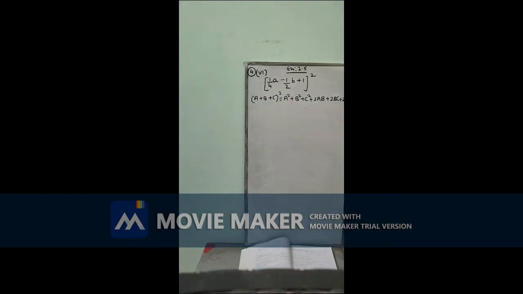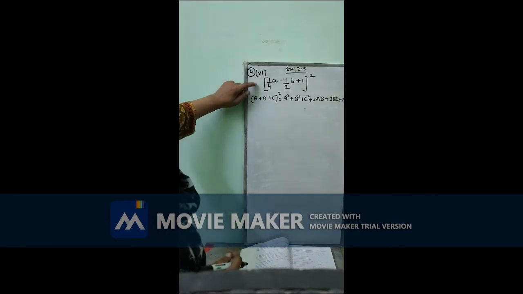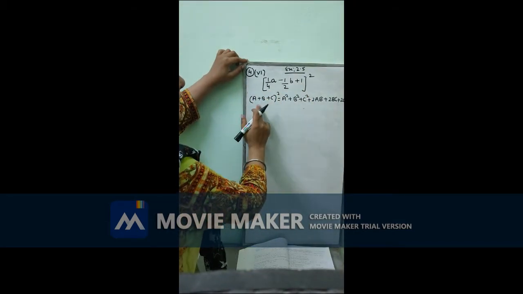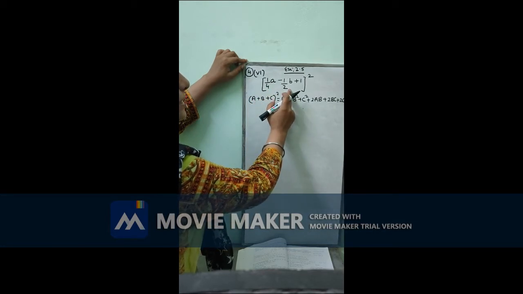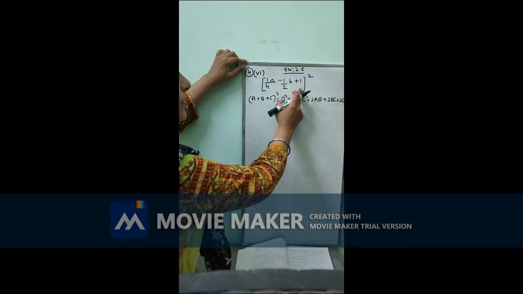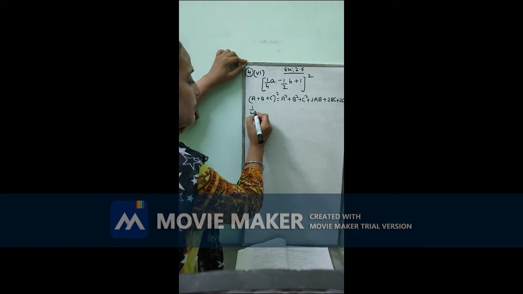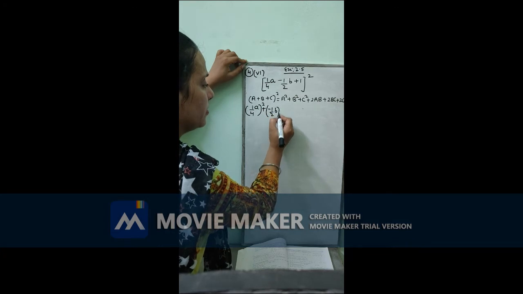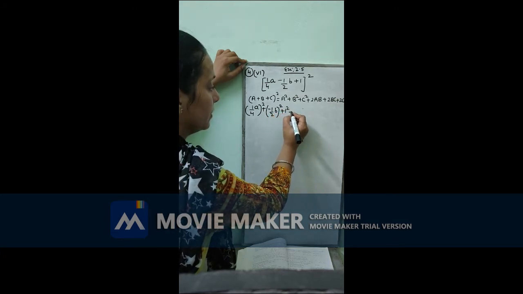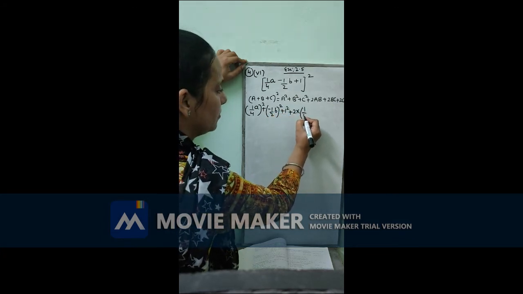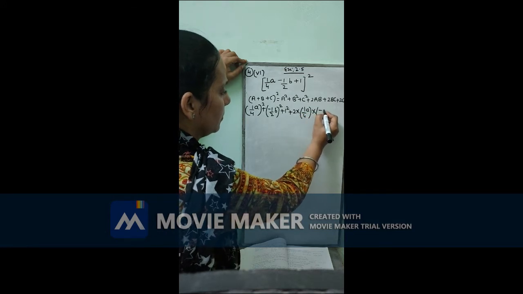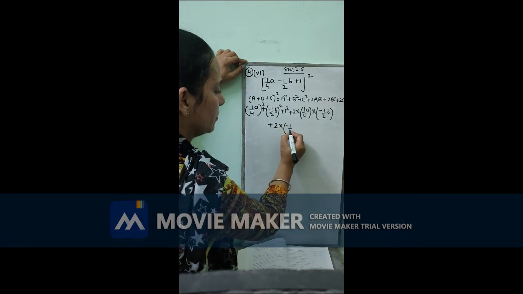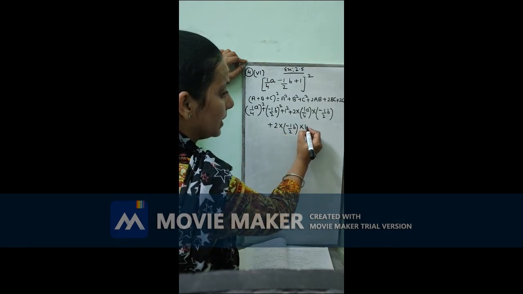Yes students, now we are going to discuss the fourth sum, sixth part. A plus b plus c whole square. A is 1 by 4a, b is minus 1 by 2b, c is 1. Now we are going to put the values: a square plus b square plus c square plus 2ab plus 2bc plus 2ca.